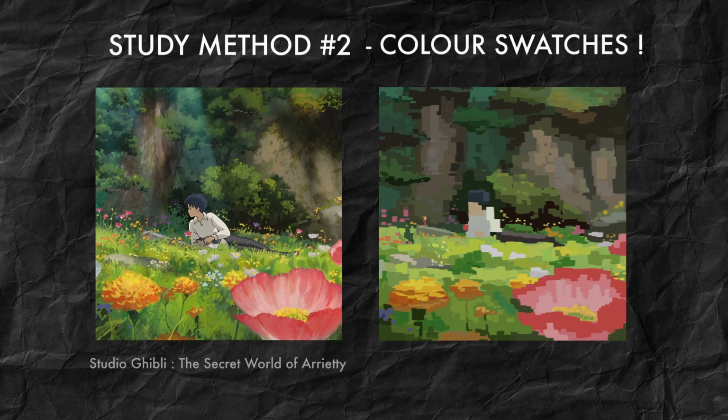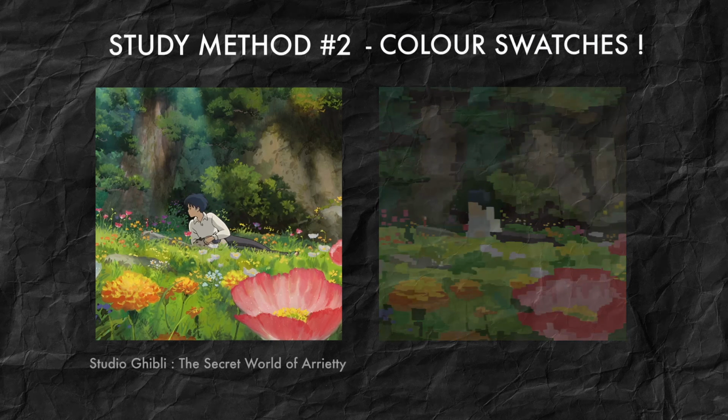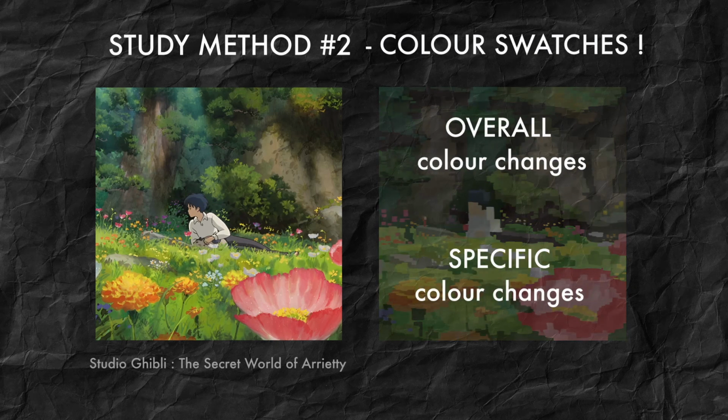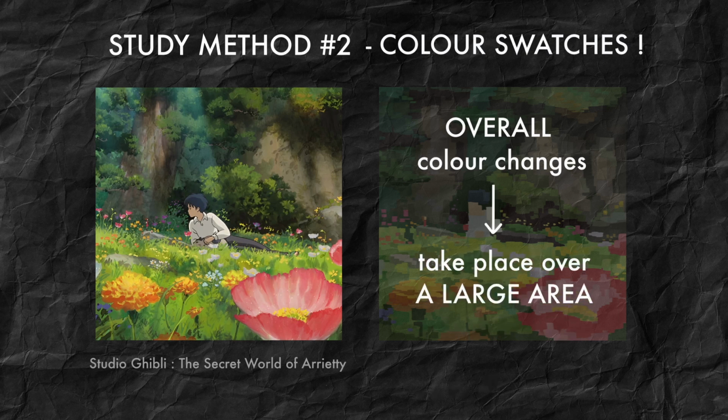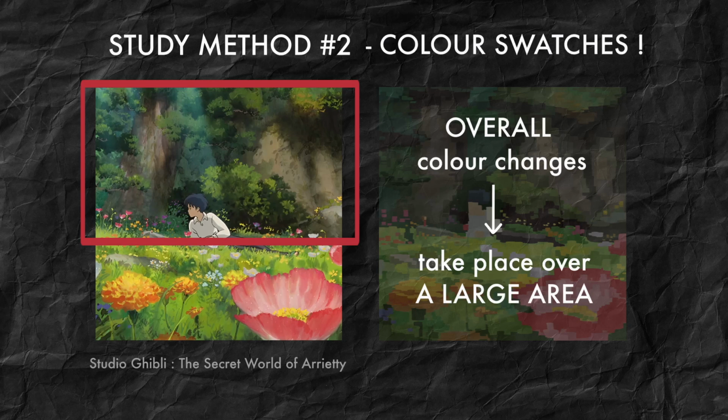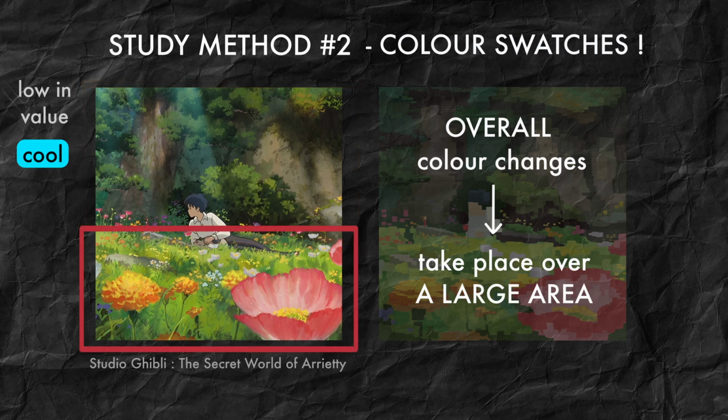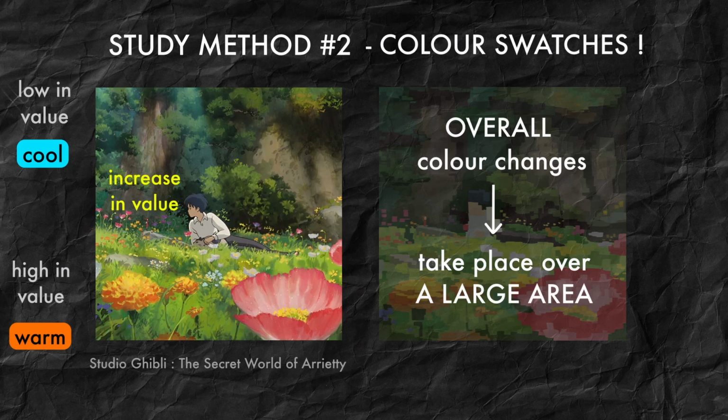For a color swatch study, we are concerned with overall color changes and specific color changes. For example, an overall color change takes place over a large area. If we look at the upper half of the image, which is the background, it is overall low in value and cool in temperature. Now, if we look at the lower half of the image, which is the midground and foreground, it is overall high in value and warm in temperature. So we have an overall increase in value and increase in warmth from top to bottom.